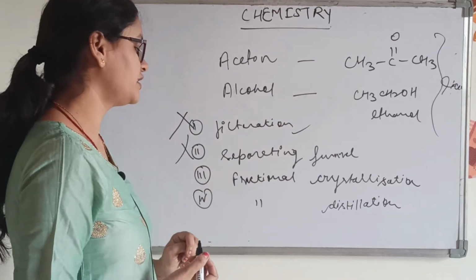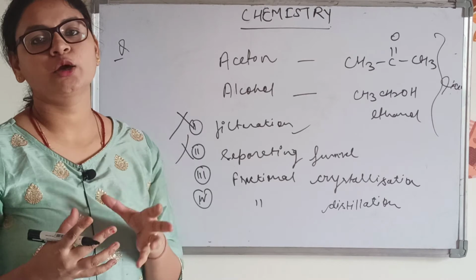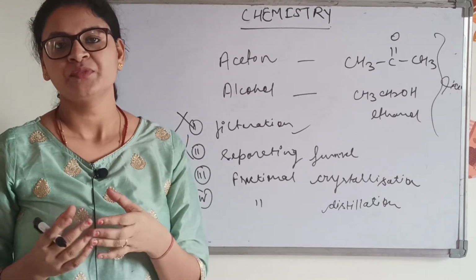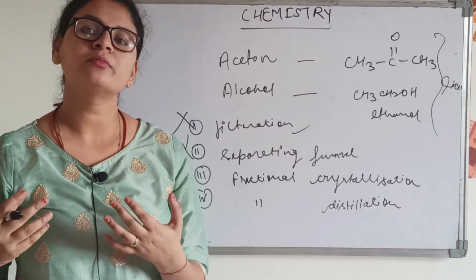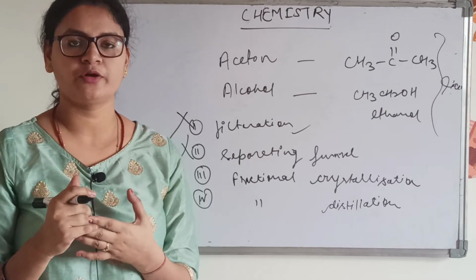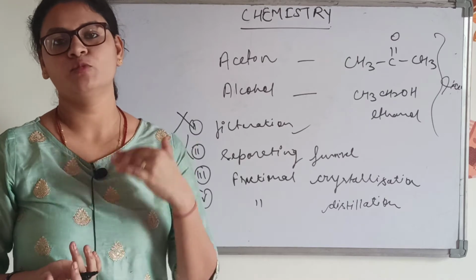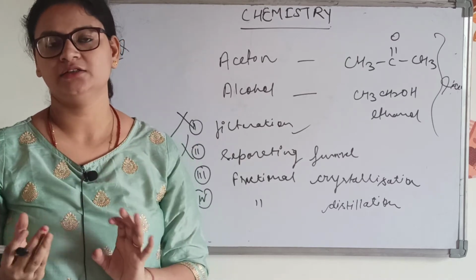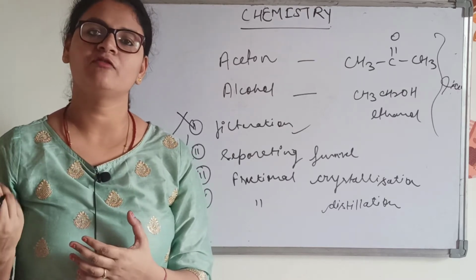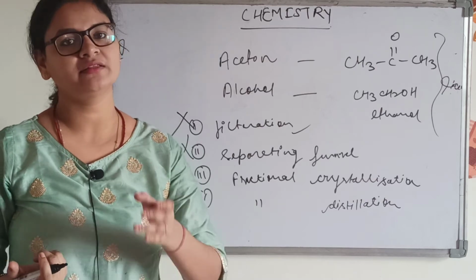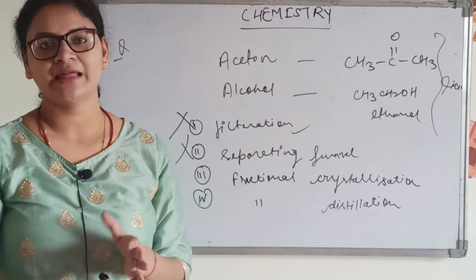Now the last option left is fractional distillation. In distillation, what happens is we boil both the liquids. The liquid which has the lower boiling point will boil first, and the liquid with the higher boiling point will boil later. So the liquid with the lower boiling point will be boiled first, evaporated and separated out, and the liquid with the higher boiling point will be left in the boiling container. Like that we can separate.